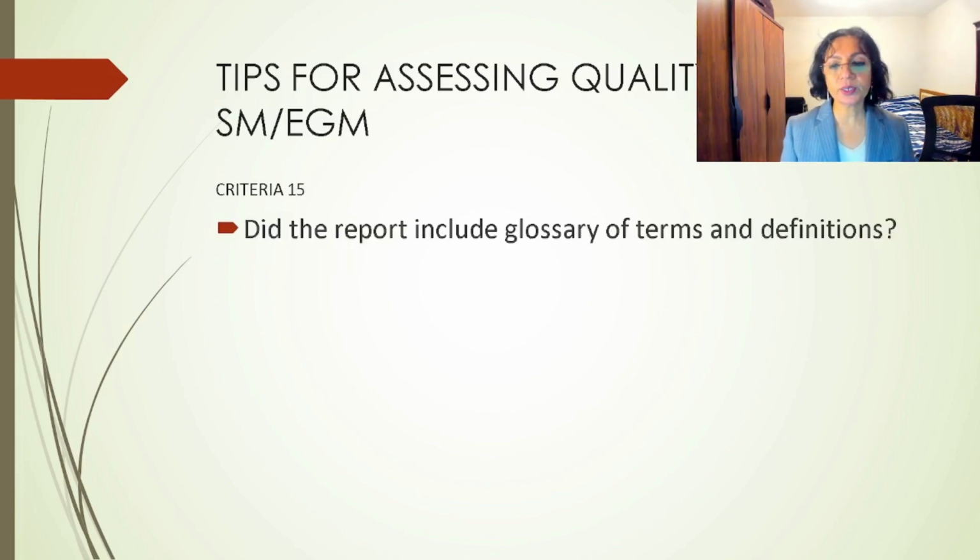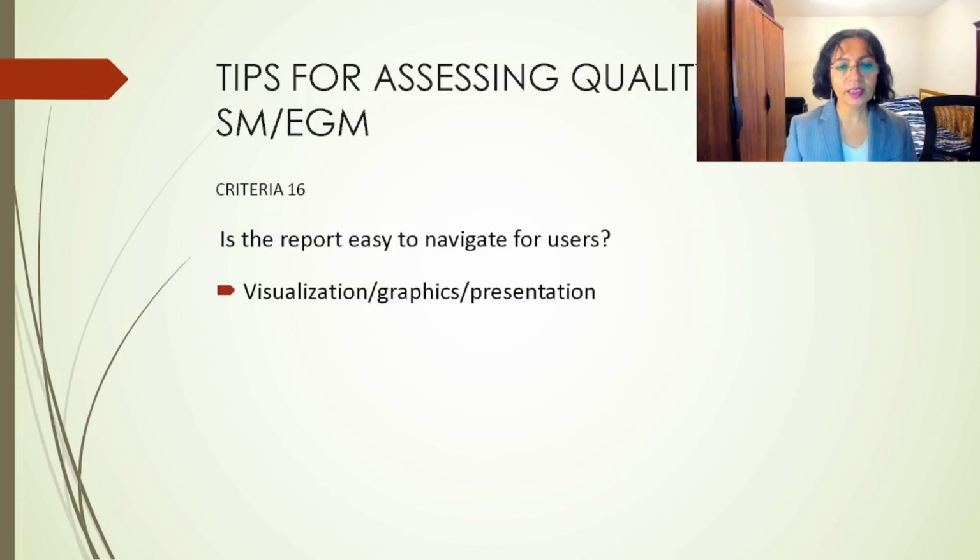Did the report include a glossary of terms and definitions? It is very important to provide all the key terms and definitions used in the systematic map. Is the report easy to navigate for users?